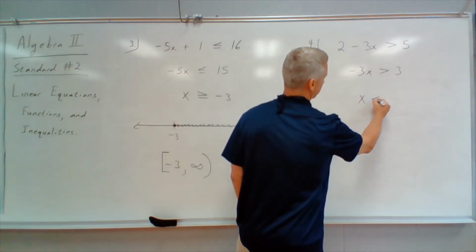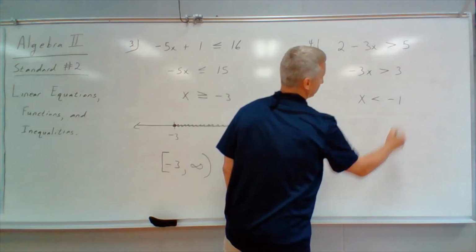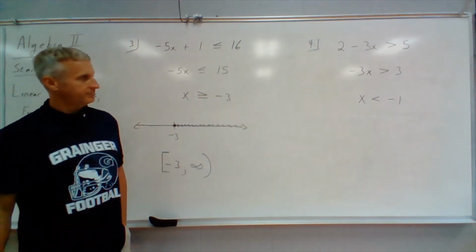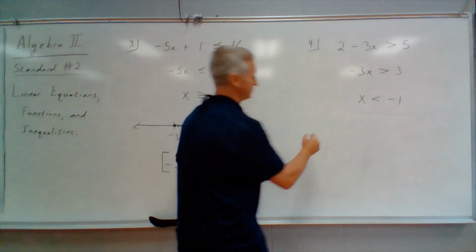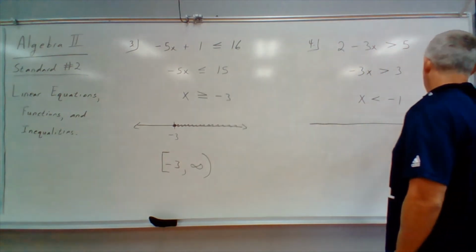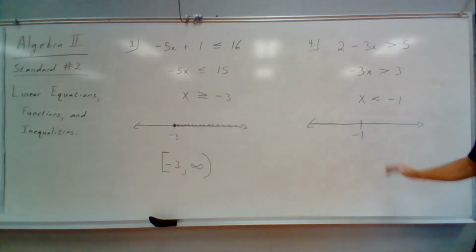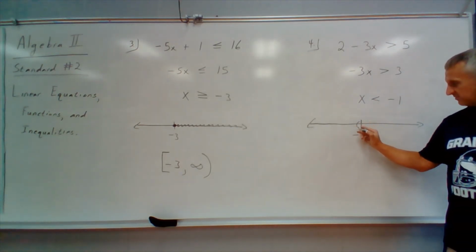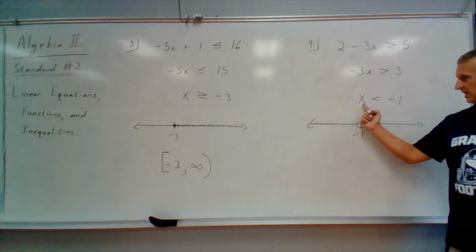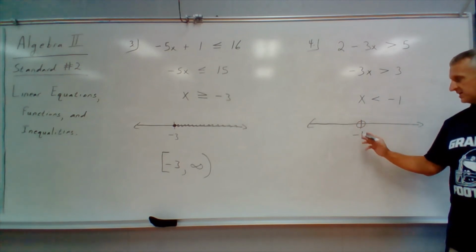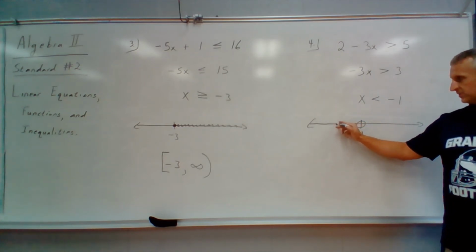Let's represent the solution set graphically. Here's negative 1. I'm not going to include the negative 1, so I'm going to put an open circle. I'm going to shade everything that's less than negative 1. So those numbers are to the left, not this way. Let's check and see if it makes sense.